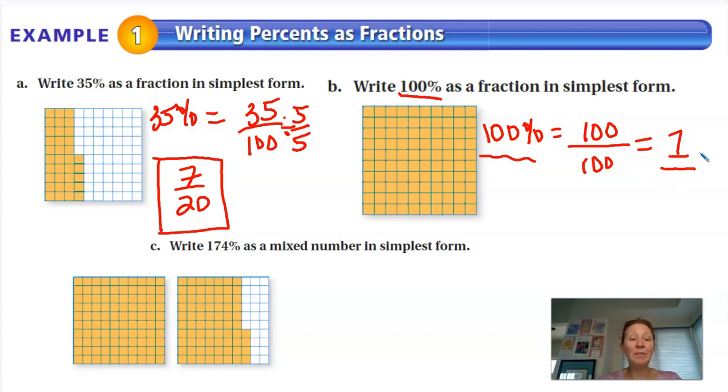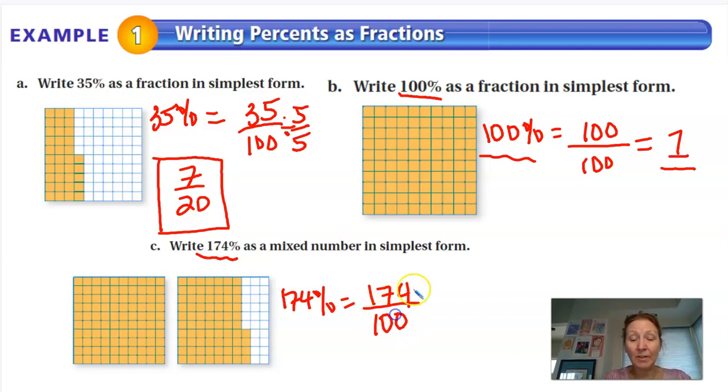Okay, so now I want you to see this is a fraction less than 1. This was a fraction or percent equal to 1. And now if I think about candy bars, it's 1 plus some extra. So that's why it makes sense that this picture is a percent over 100. And so now we're going to write 174% as a mixed number because it is a number bigger than 1. But I do the same thing that I did before. I write 174%, and the first step is to just write that whole top number as a fraction over 100.